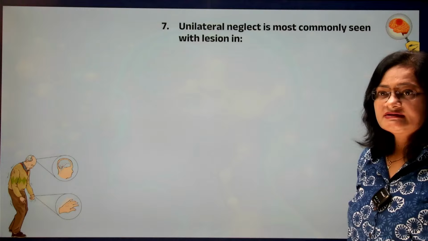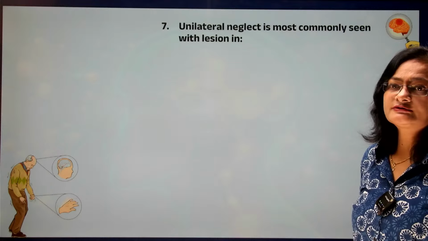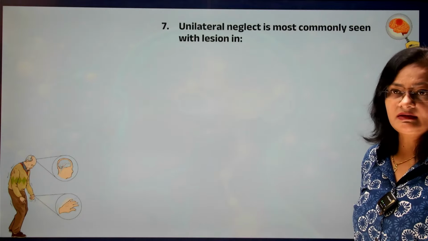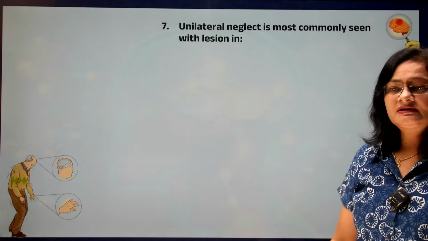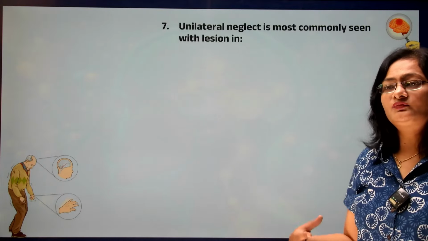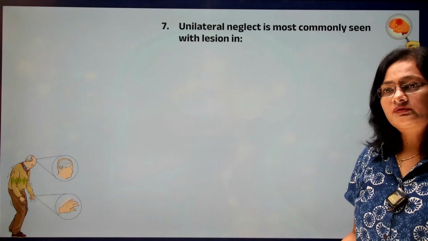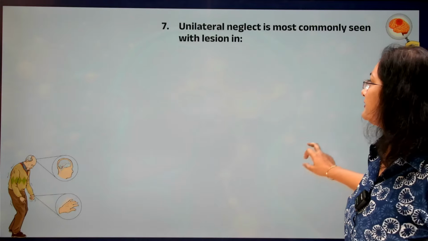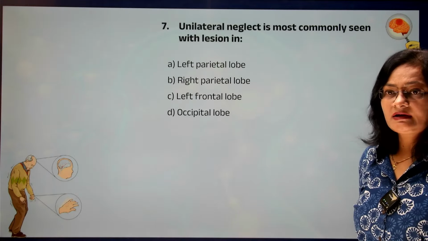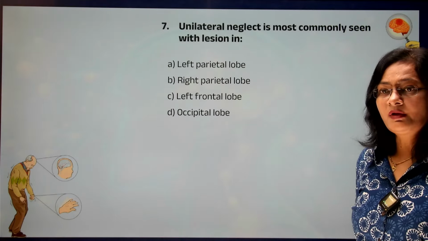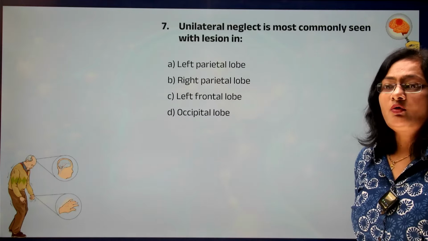Next MCQ: unilateral neglect is most commonly seen with the lesion in. So what is unilateral neglect? The patient is not perceiving any of the stimuli from half of the body. That is known as unilateral neglect. The options are left parietal lobe, right parietal lobe, left frontal lobe and occipital lobe.